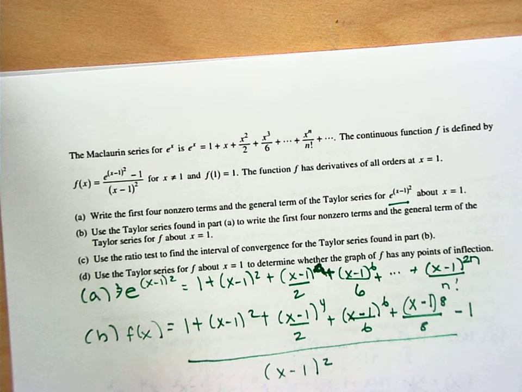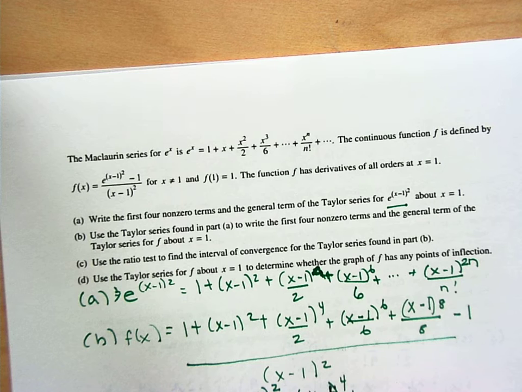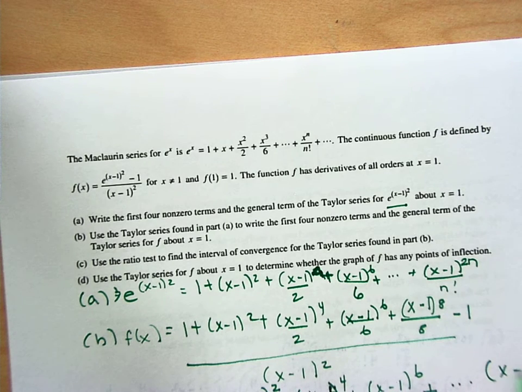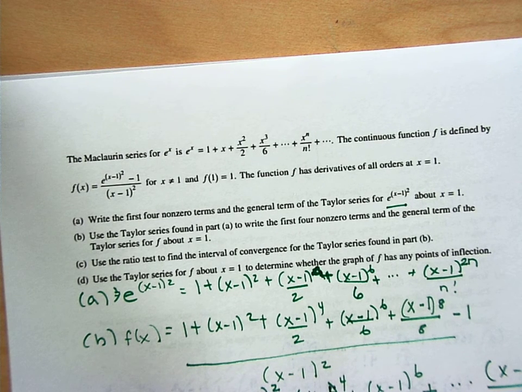So if we simplify this, we get 1 plus (x minus 1) squared all over 2 plus (x minus 1) to the 4th all over 6 plus (x minus 1) to the 6th all over 24 plus (x minus 1) to the 2n all over (n plus 1) factorial.